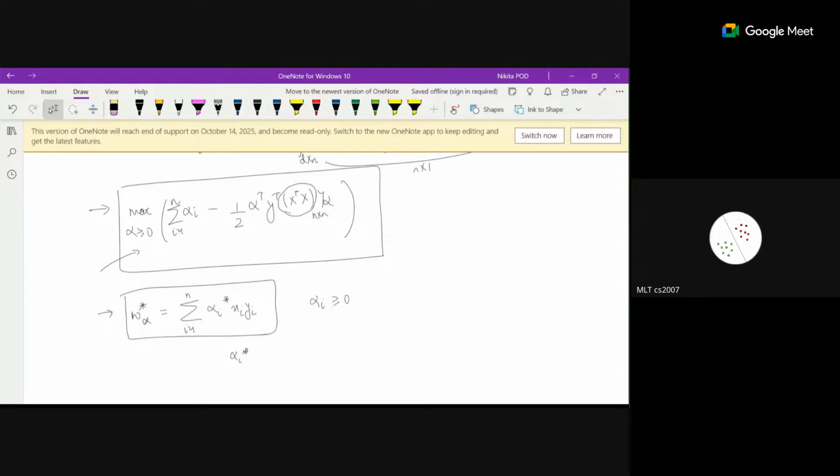What I told is, you can see from here that your W star is some linear combination of data points. Which data point is more important, or which data points are contributing towards my W star, is determined by my alpha star. Because if alpha is 0, then that is not contributing to my W star, right?